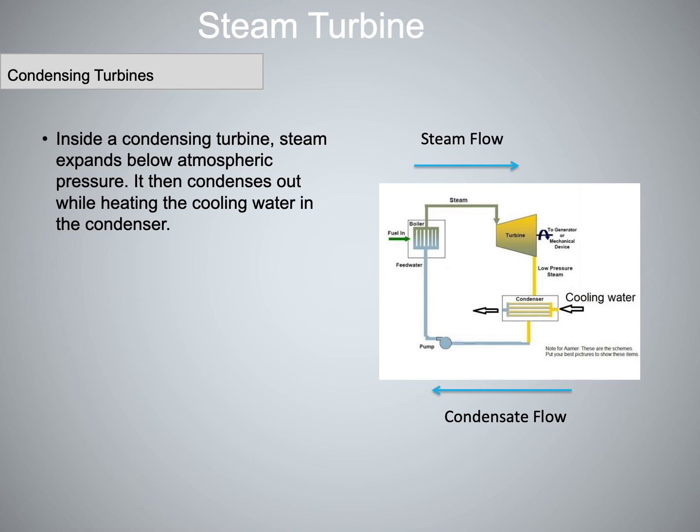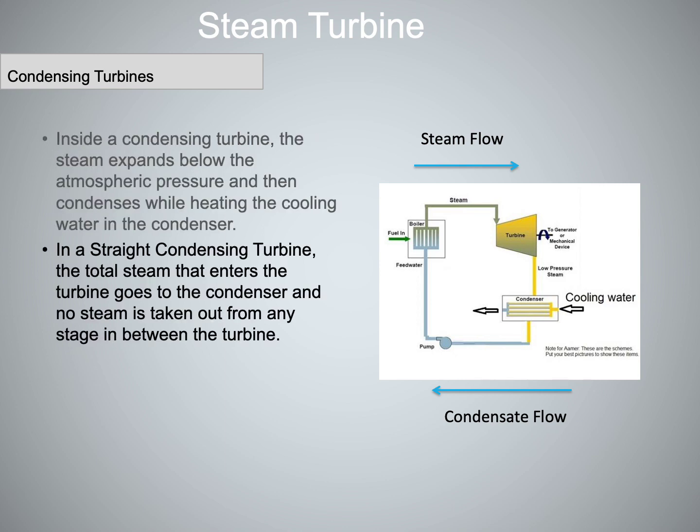Inside a condensing turbine, steam expands below atmospheric pressure. It then condenses out while heating the cooling water in the condenser. In a straight condensing turbine, the total steam that enters the turbine goes to the condenser, and no steam is taken out from any stage in between the turbine.